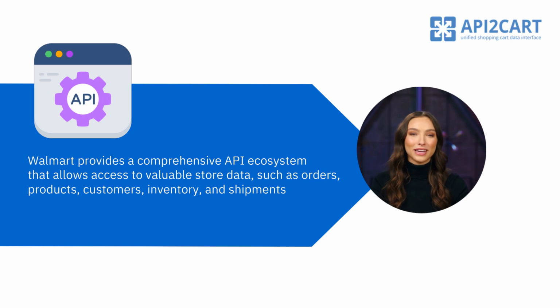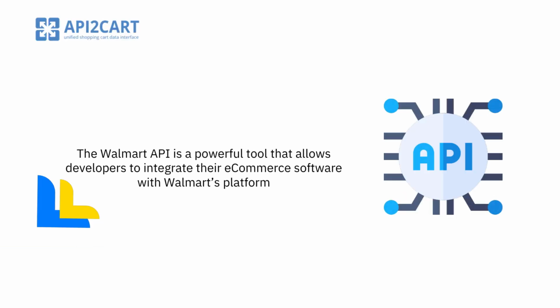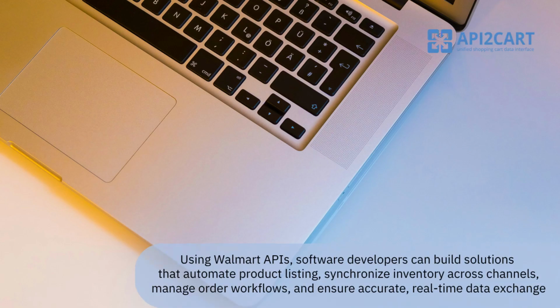Walmart provides a comprehensive API ecosystem that allows access to valuable store data, such as orders, products, customers, inventory, and shipments. The Walmart API is a powerful tool that allows developers to integrate their e-commerce software with Walmart's platform. Using Walmart APIs, software developers can build solutions that automate product listing, synchronize inventory across channels, manage order workflows, and ensure accurate, real-time data exchange.